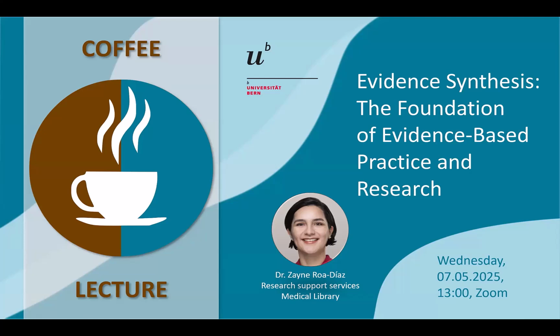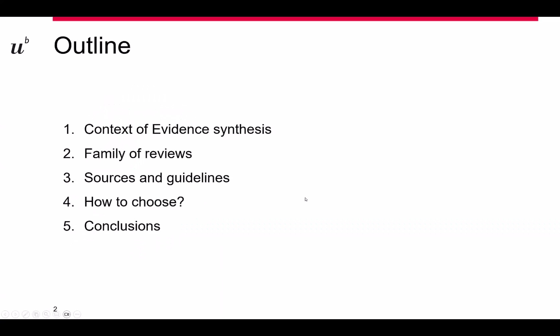Welcome, everybody. We will try to take this time to reflect on the role of evidence synthesis in evidence-based practice and research. We will briefly put this relation in context. I will try to provide a categorization of the available reviews and also some sources and guidelines that are useful to perform systematic reviews and non-systematic reviews. We will discuss key points to choose what is the type of review that is suitable for your project, and we will share some conclusions.